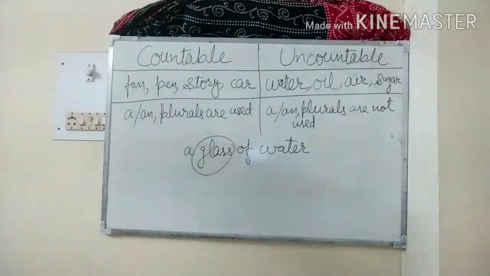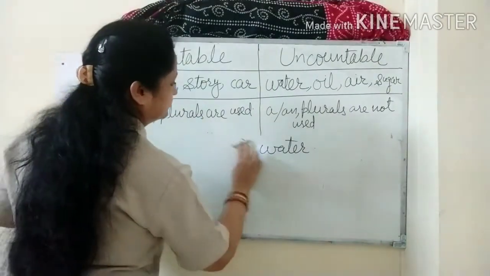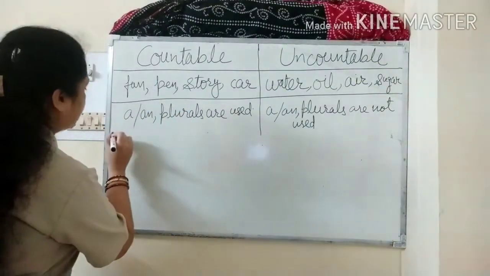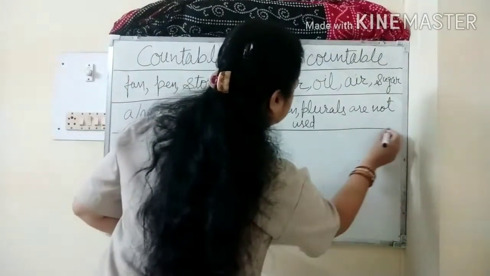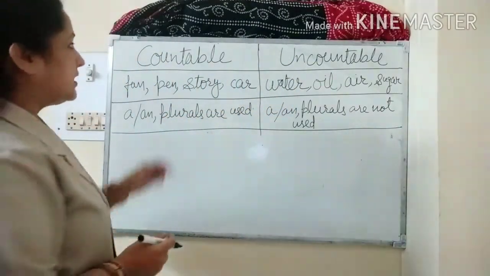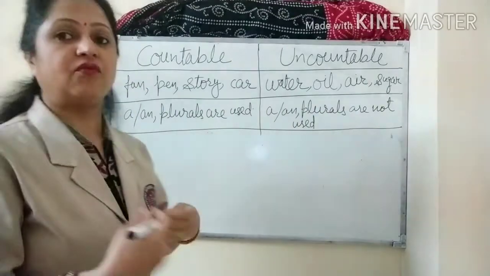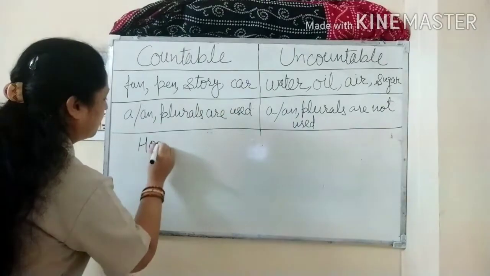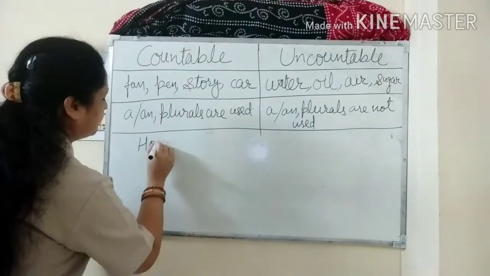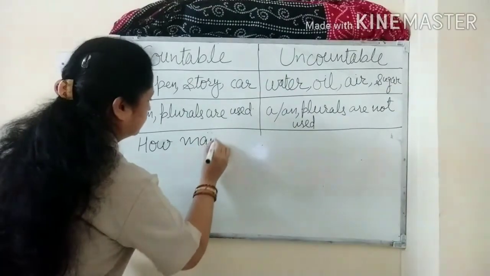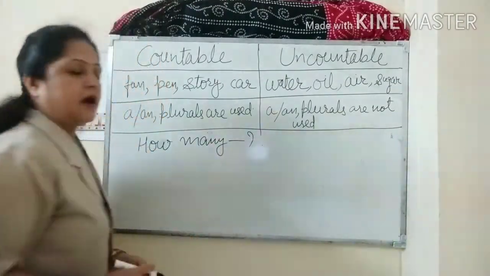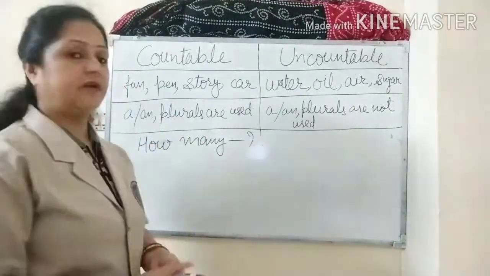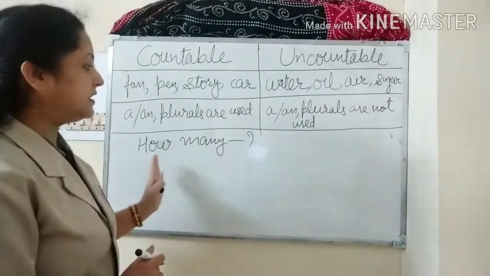Next is our next topic. If we want to ask a question, in case of countable noun, the question will start with how many. Like, how many pens do you have? How many cars do you have? So here the question starts with how many.